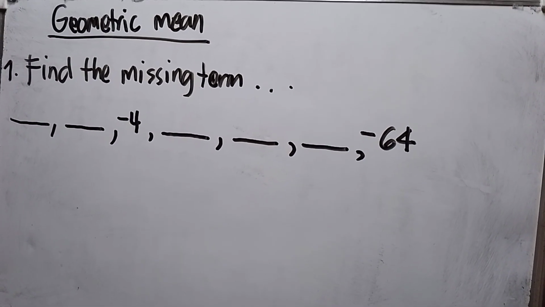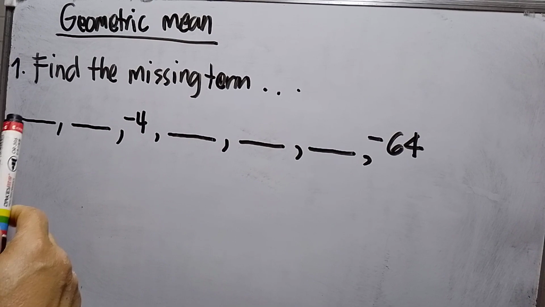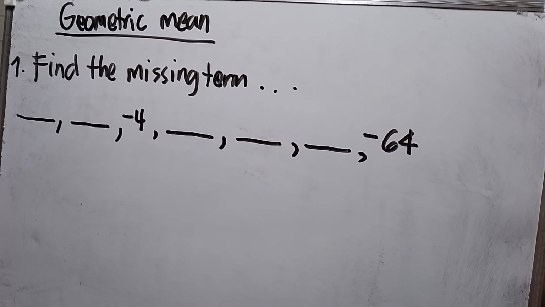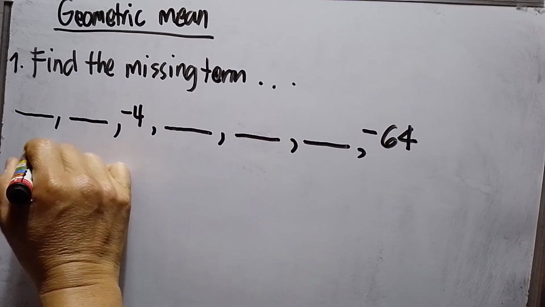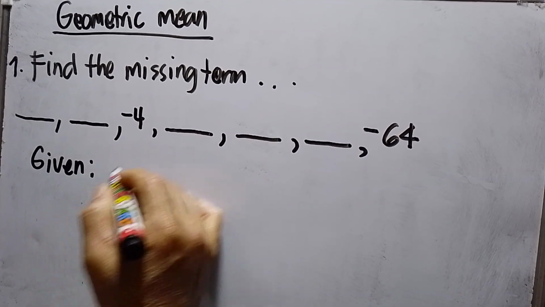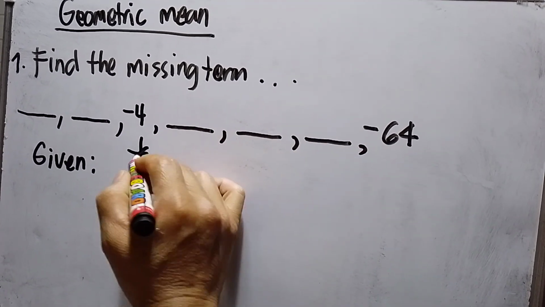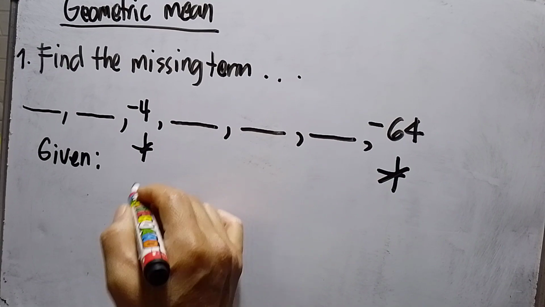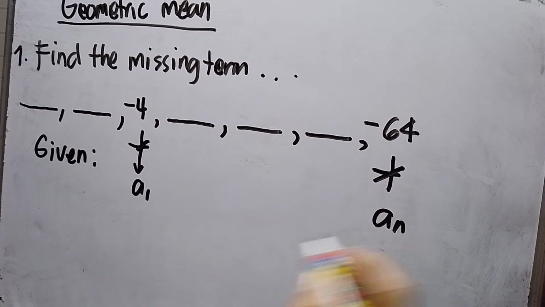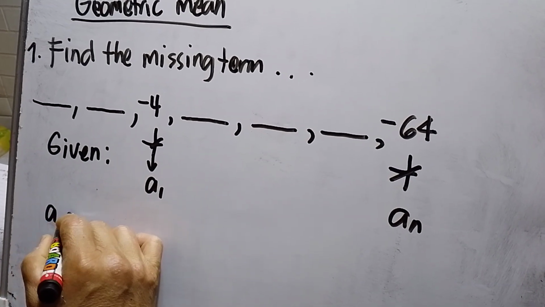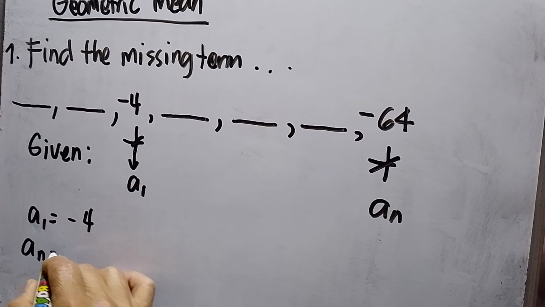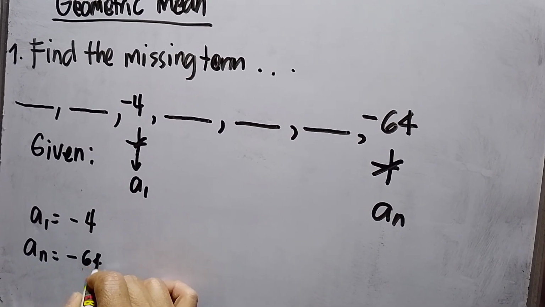Number one, find the missing terms. So I have here 1, 2, 3, 4, 5. There are 5 missing terms. So the given are, I will use this one as A1 and then this will be AN. So my A1 is equal to -4. And then my a sub n equals -64.